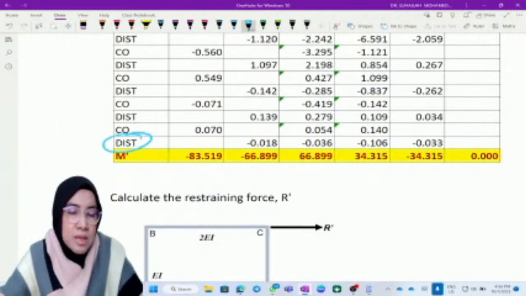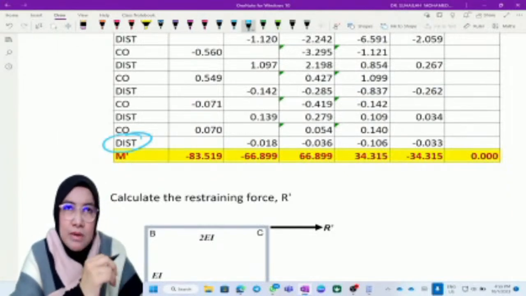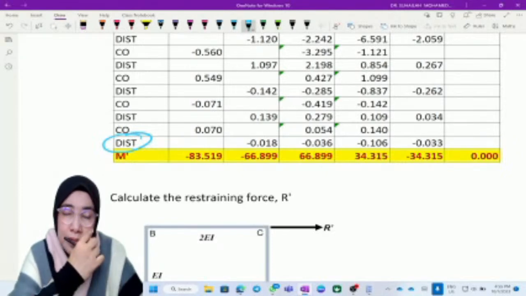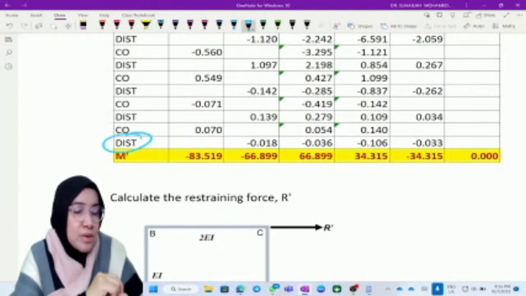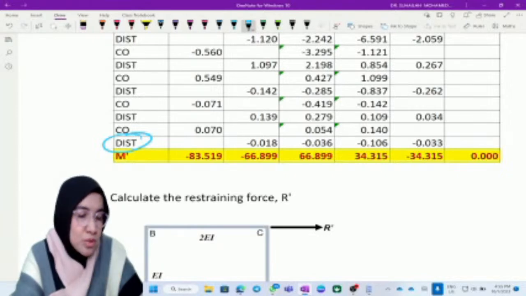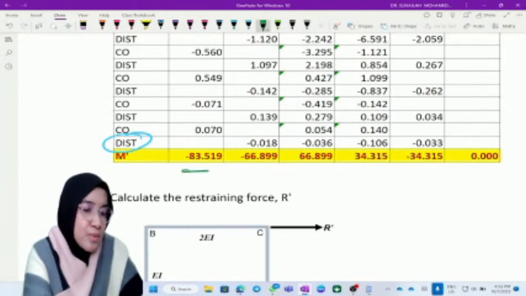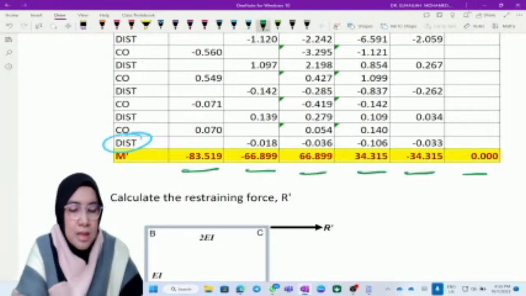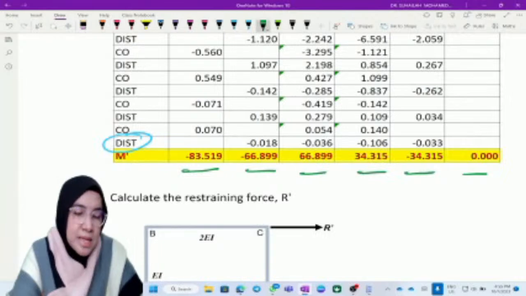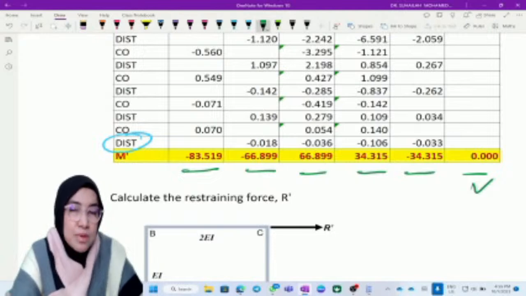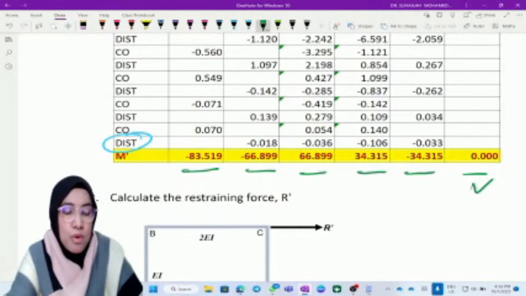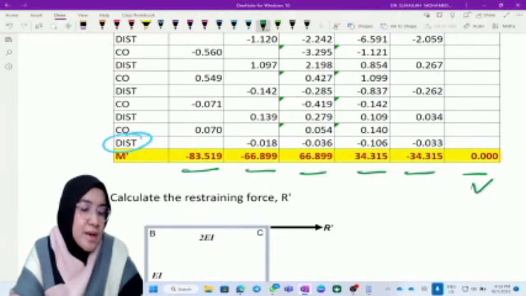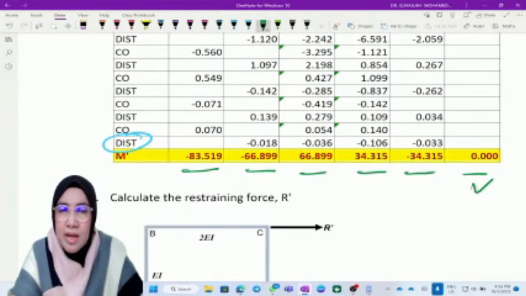Total all the moment values starting from the first moment in the table, that is from the fixed end moment. So we total, then we will get this M prime. So there are 6 M prime. DC is 0 because it is a pin. So this is correct because a pin has 0 moment. Then we use this to calculate the restraining force R prime.